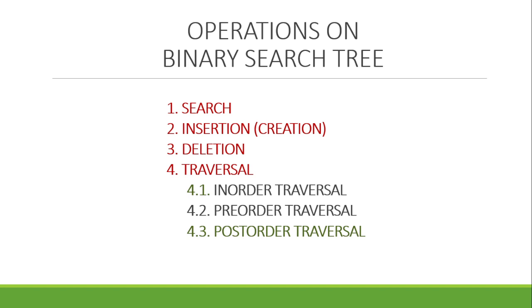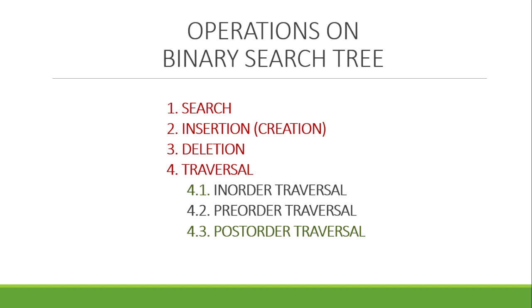In this lecture, we will see what are the basic operations which are performed on a binary search tree. There are mainly 4 operations that are performed on a binary search tree. The first operation is search for a node. Second one is inserting a new node into the tree. So we are creating a new tree.